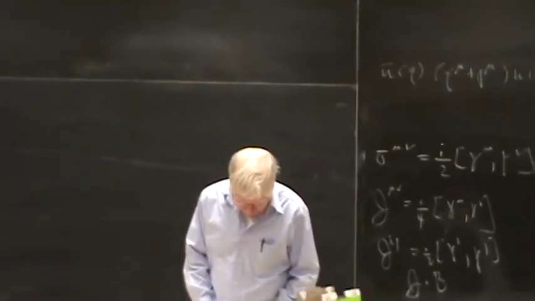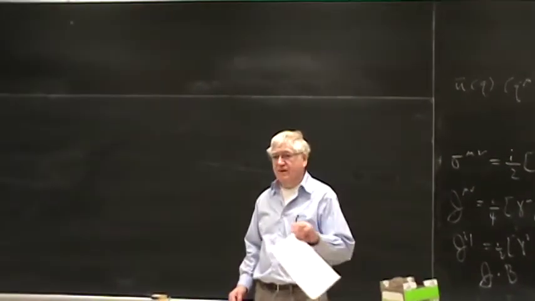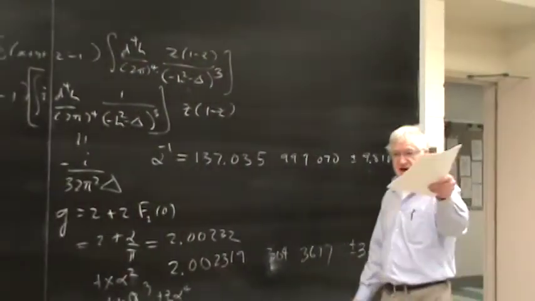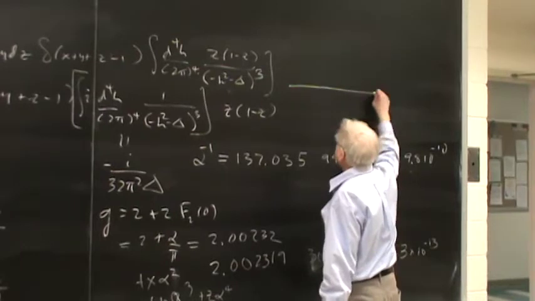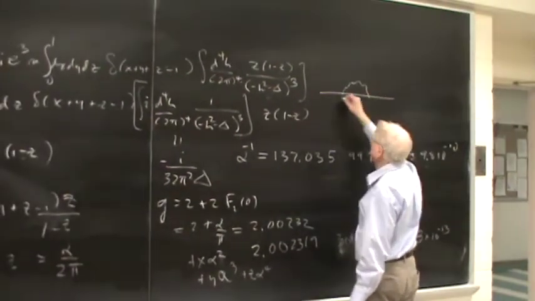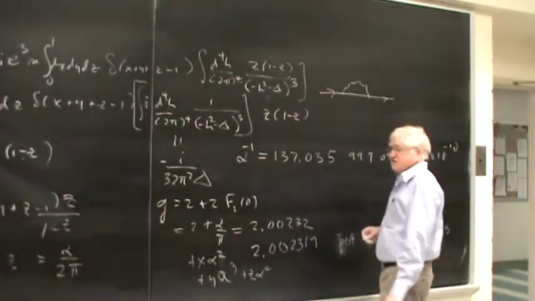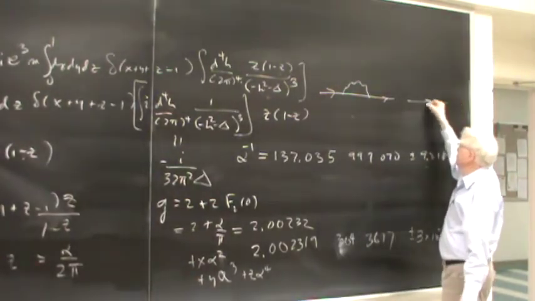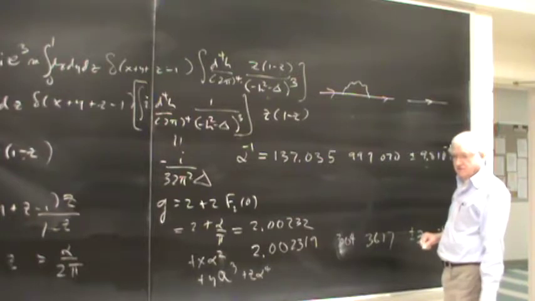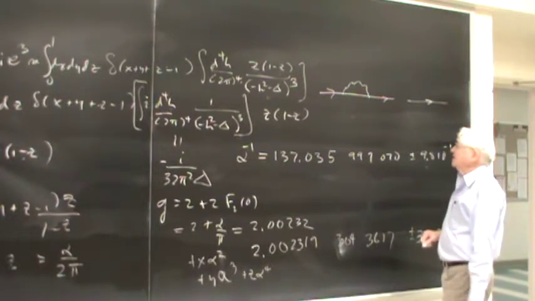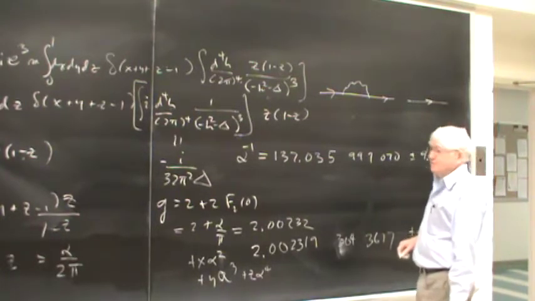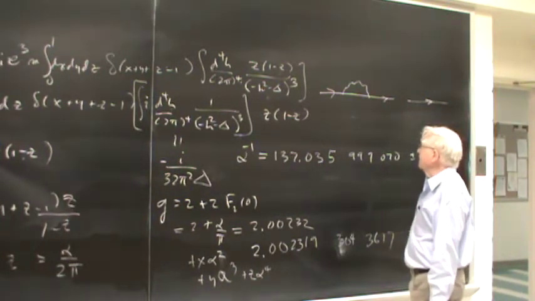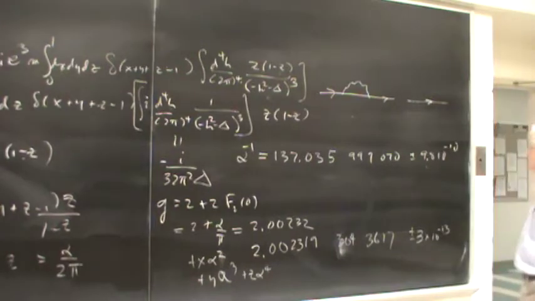Okay, well the next topic is going to be an analysis of the diagrams that we left out, namely this thing. So this is a correction to the electron propagator. And what you can see is that this is going to be divergent. Luckily, as I recall, it's only a log.